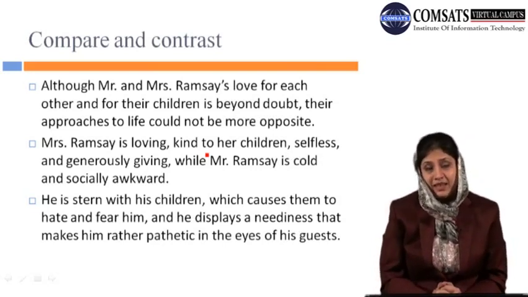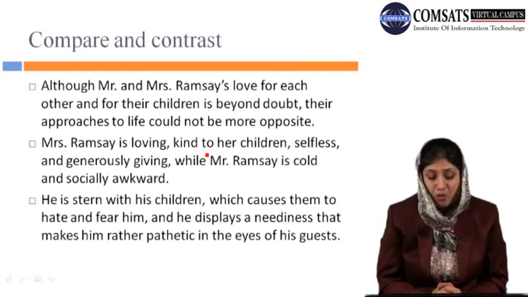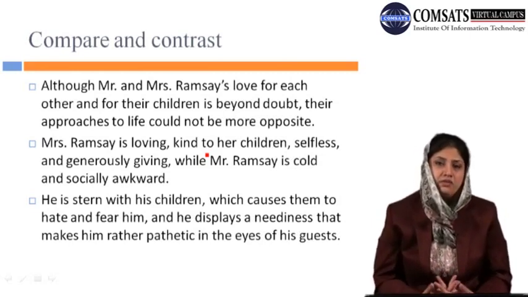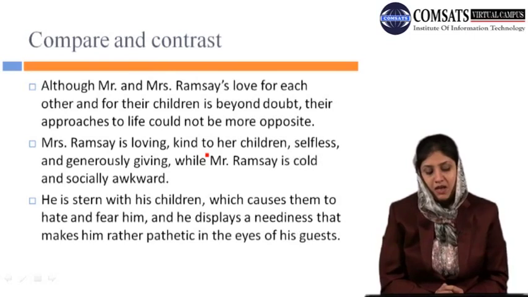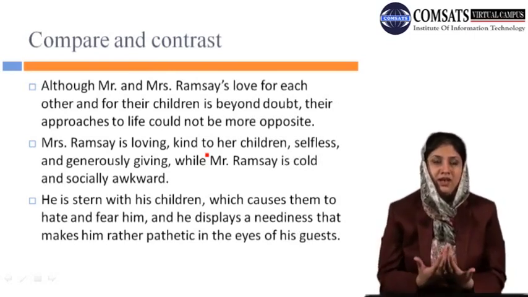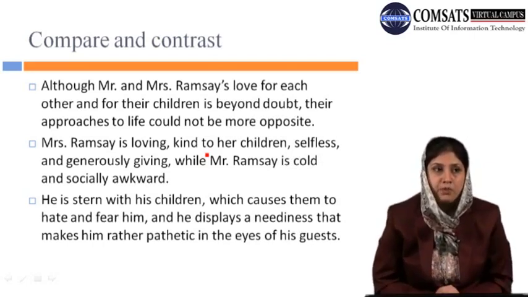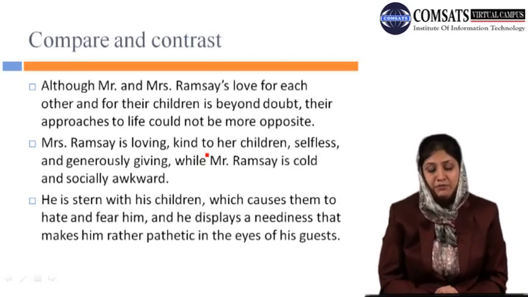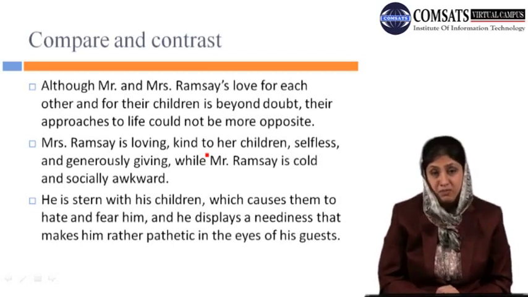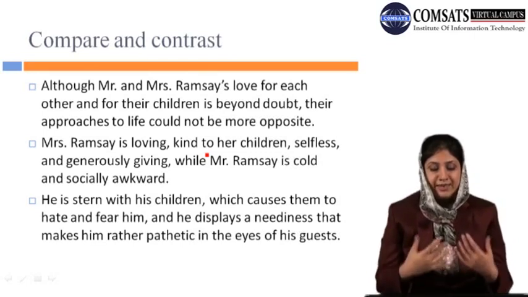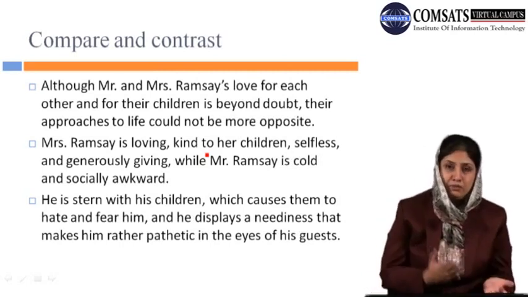Then you will see that Mrs. Ramsay is loving, kind to her children, selfless and generously giving, while Mr. Ramsay is cold and socially awkward. If you are trying to assess them as social beings, what kind of social relations do they keep? You can see that Mrs. Ramsay is a loving and caring person, and you will find her knitting socks and sweaters for kids living in the lighthouse. However, you will find Mr. Ramsay threatening her to stop doing this and stop being sympathetic to the poor. So this will give you another idea, another angle of the same picture, which again helps you substantiate that they keep different approaches.